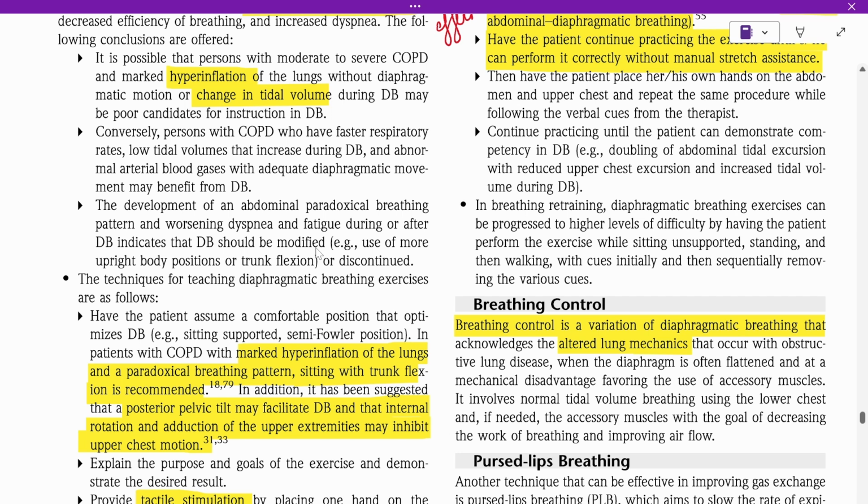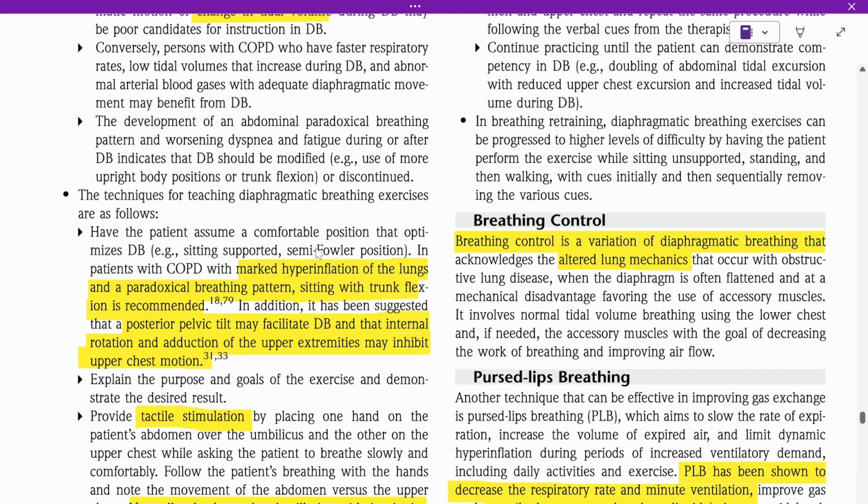The techniques for teaching diaphragmatic breathing exercises are as follows. Have the patient assume a comfortable position that optimizes diaphragmatic breathing. Example, sitting supported or semi-Fowler position. Semi-Fowler position is like this. This semi-Fowler position is at a 30 to 45 degree angle from the ground.